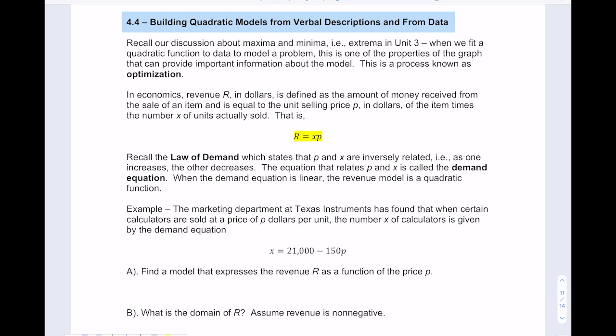We also looked at the law of demand, so supply and demand. Demand states that P and X are inversely related, so as one increases, the other decreases. We saw that with inverse variation. And the equation that relates P and X is called the demand equation. When the demand equation is linear, the revenue model actually turns out to be a quadratic function, as you'll see here. So here's an example.